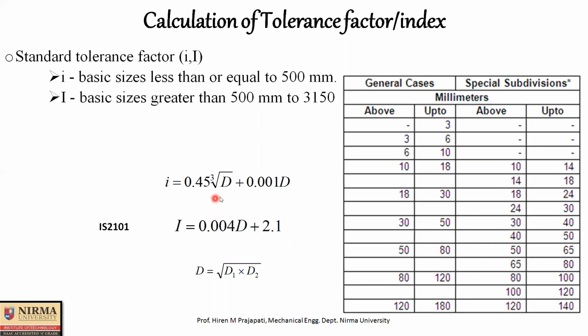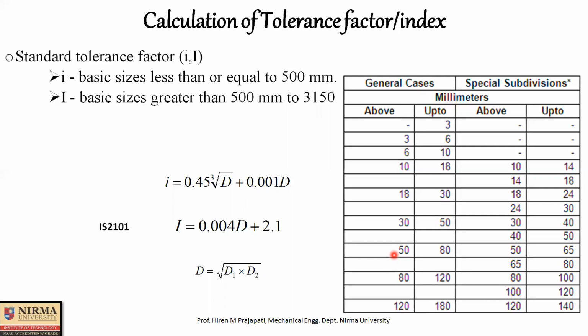Now in this tolerance factor, you have one another variable, which is capital D. Capital D is equal to the square root of the product of D1 and D2. Now what are this D1 and D2? Different step sizes of basic size are defined. So you need to find in which step size the basic size is resting.